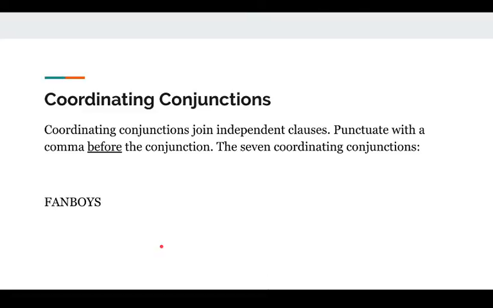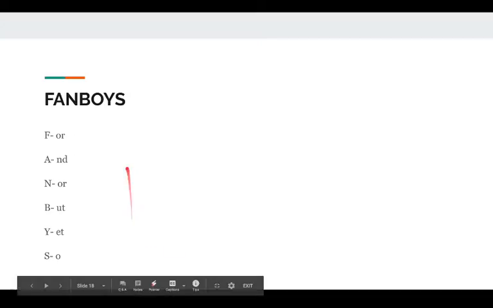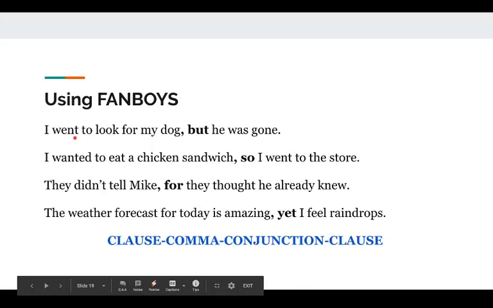So I actually mentioned FANBOYS in my first grammar lesson, but this is another way to use them. They're coordinating conjunctions. So coordinating conjunctions join independent clauses. Punctuate with a comma before the conjunction. You never ever put a comma after a coordinating conjunction. And the coordinating conjunctions can be remembered by FANBOYS. Here are FANBOYS: for, and, nor, but, yet, and so. It's pretty simple to remember these if you think of it as the word FANBOYS.